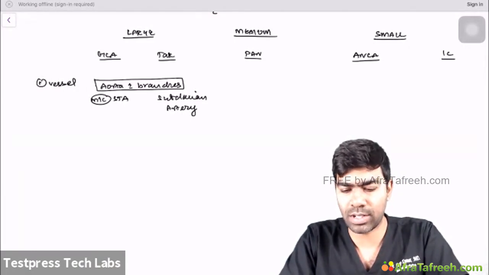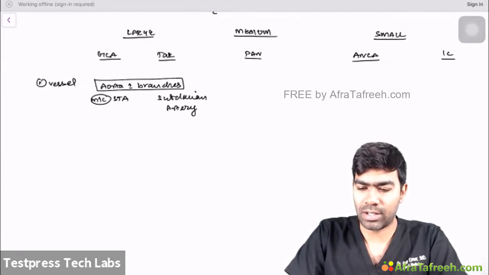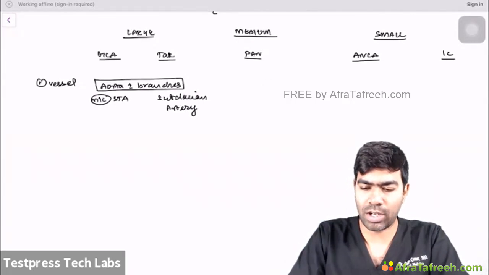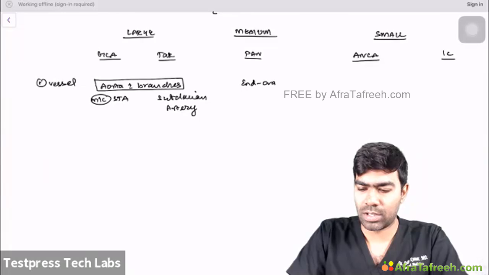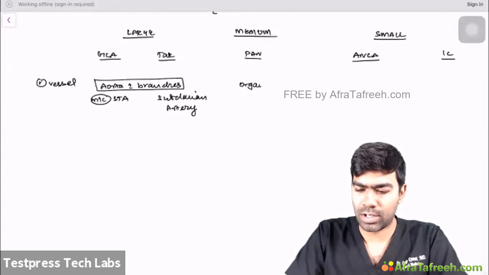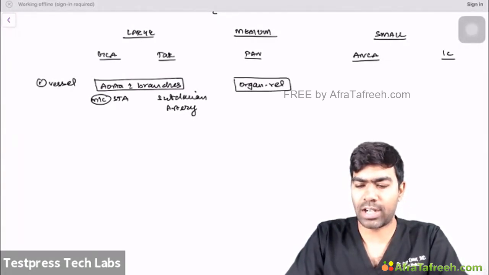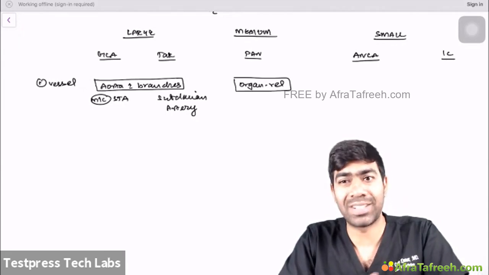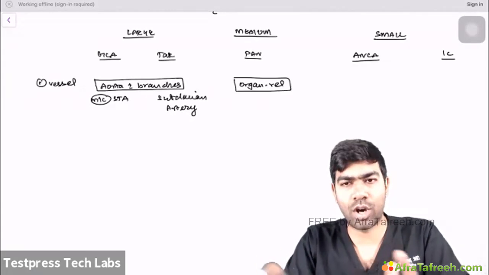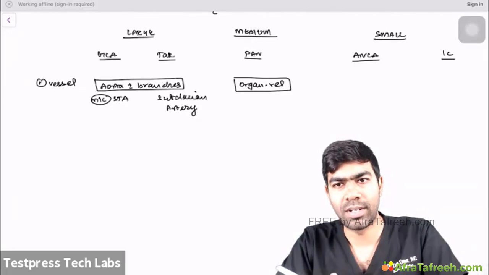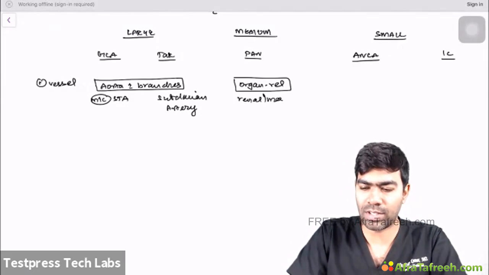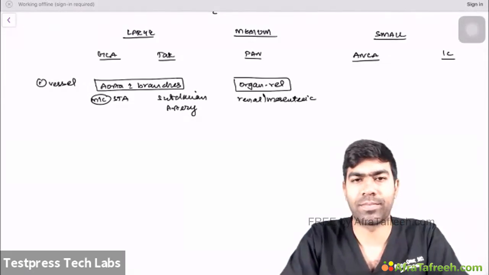As far as polyarteritis nodosa is concerned, usually they will be affecting the medium-sized vessels, which means the organ-related vessels. Organ-related in the sense that they might be affecting the renal vasculature, mesenteric vasculature, coronary vasculature. So these are vessels that are supplying the organs. If these organ-related vessels are affected, that is typical of a medium vessel vasculitis, especially PAN. In this case, it can affect the renal or the mesenteric vasculature, which is very commonly affected in this setting.